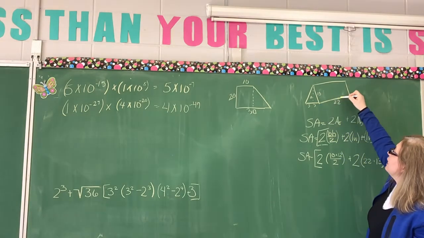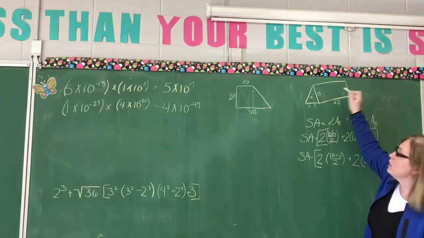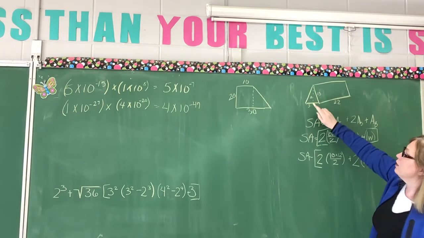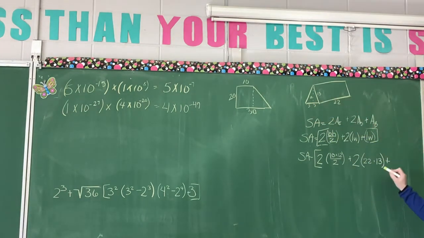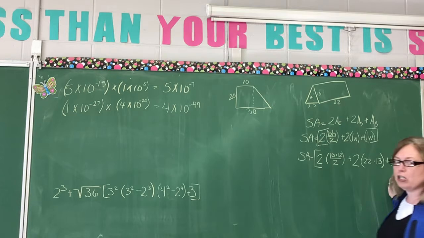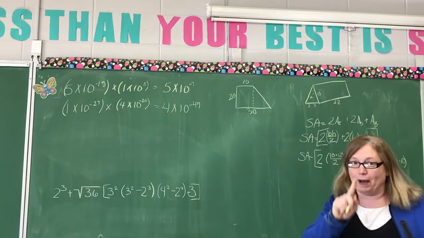This is the length of how long that bottom is. So we're going to use the bottom here, this right here, and the length. So we're going to say what? 22 times 10. Now again, we're not multiplying that by 2 because we only have one bottom there, okay?